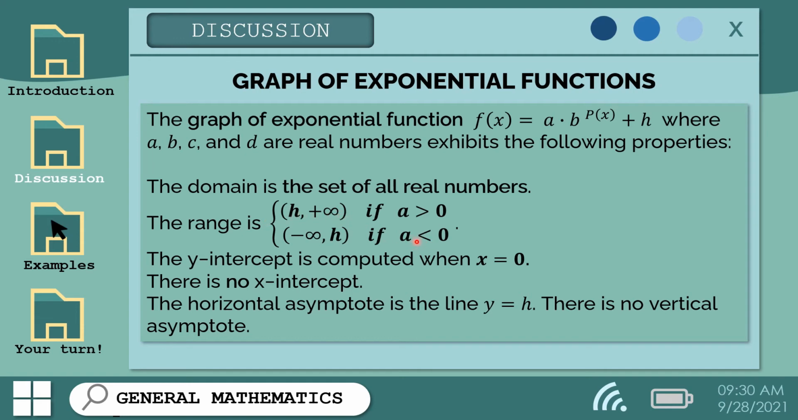Ganun din po kapag yung ating a, yung ating real number a is less than 0. So, ibig sabihin, ang range po naman natin are y less than h. So, lahat ng values before ng ating h. Then, yung y-intercept natin is computed when x is equal to 0. So, kailangan natin evaluate yung ating function at 0. And, ganun pa rin, there is no x-intercept. And there is no vertical asymptote. But we have the horizontal asymptote, which is the line y is equal to h. Let's have an example of an exponential function in this form.